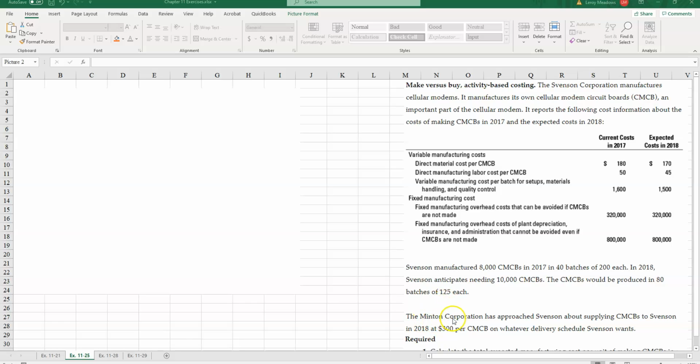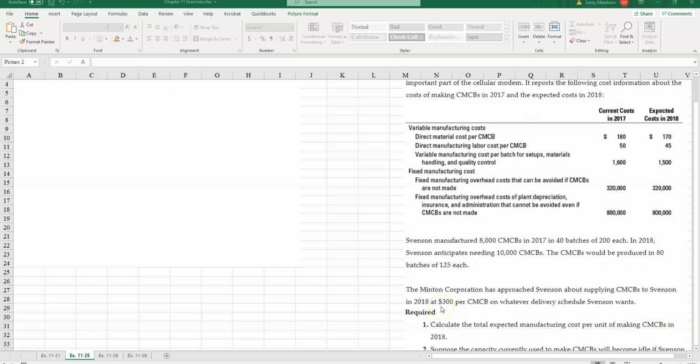Now, the Minton Corporation has approached Svensson about supplying CMCBs to Svensson in 2018 at $300 per CMCB on whatever delivery schedule Svensson wants. In other words, the Minton Corporation has come to our company, the Svensson Corporation, and they're offering to make this product for us, at $300 per CMCB, so per unit.